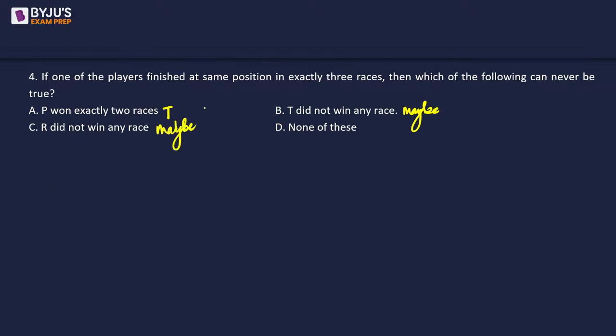Right? He may win one of the races, he may not win one of the races. Right? तो ले दे के एक D ही हो गया. Because A is true, B and C may be true. हमें पूछा जा रहा है which of the following is false. हमें false तो नहीं मिला. Right? So D becomes our answer. So D is the answer.